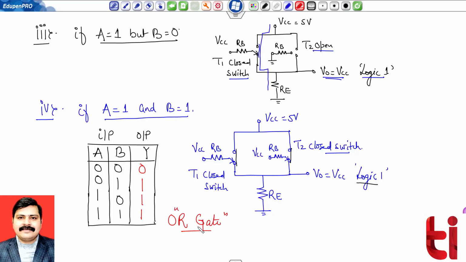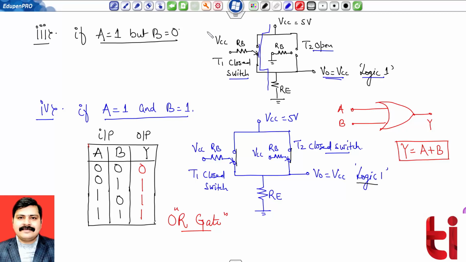So with this example, you can understand the functionality of the OR gate with the help of transistors, and how we can design it: Y equals A OR B. I have shown you a mechanism for how one can design a logic OR gate with the help of transistors. In fact, we have just discussed the switching behavior, logic 0 and logic 1, because we have considered only the binary logics here.